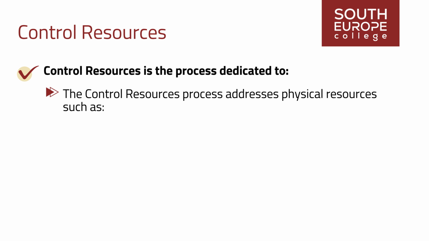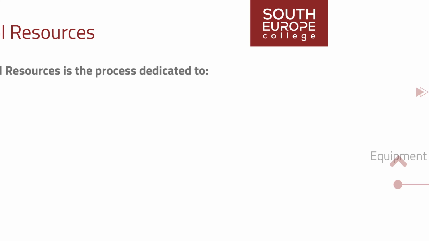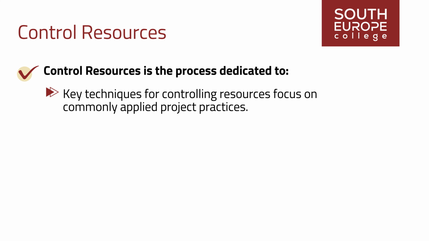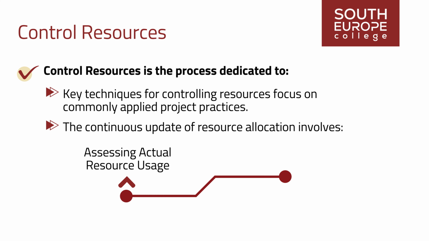The control resources process addresses physical resources such as equipment, materials, facilities, and infrastructure. This process complements the management of team members handled in the manage team process. Key techniques for controlling resources focus on commonly applied project practices. The continuous update of resource allocation involves assessing actual resource usage and determining remaining requirements.